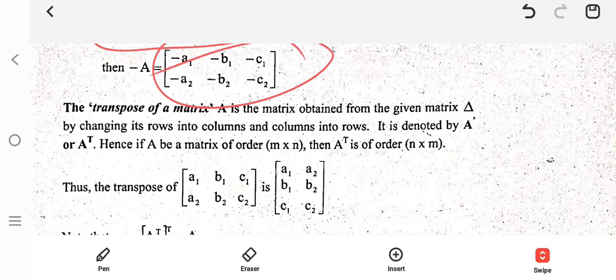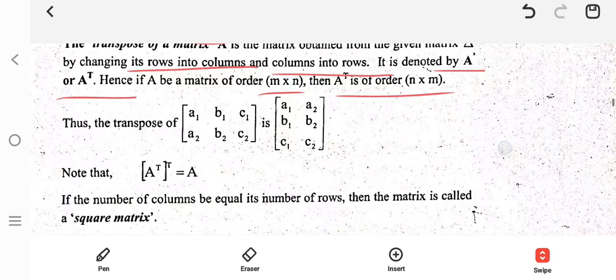And the transpose of a matrix. The transpose of a matrix A is the matrix obtained from the given matrix A by changing its rows into columns and columns into rows, and it is denoted by A dash or A to the power T. T denotes the transpose of matrix A, right? So if A is a matrix of order m by n, then A transpose is of order n by m, right? So thus the transpose of this matrix will be this.